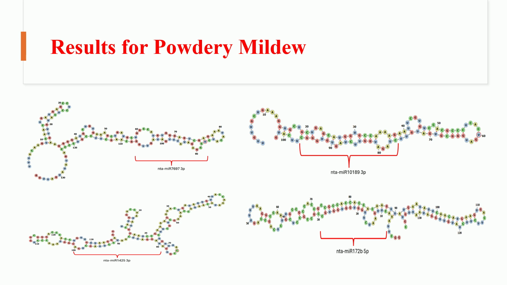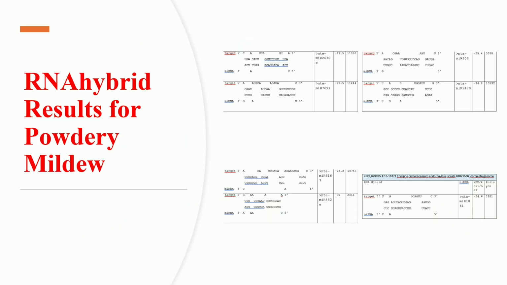And secondary structure results for powdery mildew. There are 15 secondary structures that met the criteria for powdery mildew. And RNAhybrid results for powdery mildew.